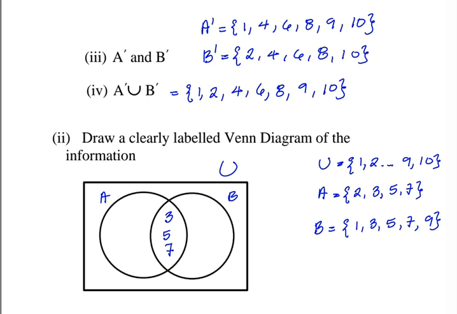Elements in A besides 3, 5, and 7, 2. Those are the elements which are in A only. The elements in B besides 3, 5, and 7 are 1 and 9. Those are the elements in B only. And the elements which are neither in A nor B are the elements 4, 6, 8, and 10. All right, so this is my clearly labeled Venn diagram of the information.